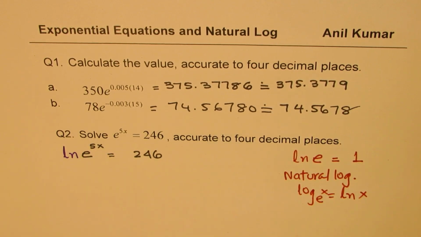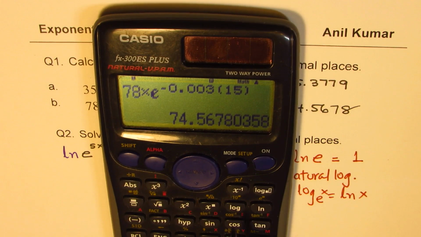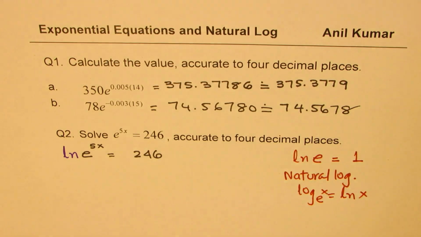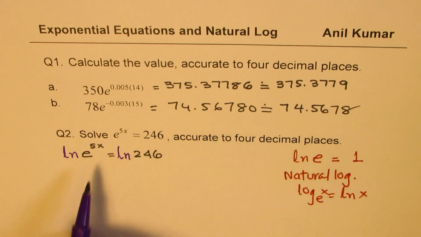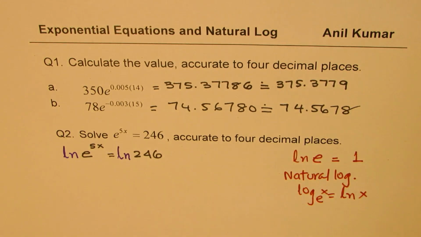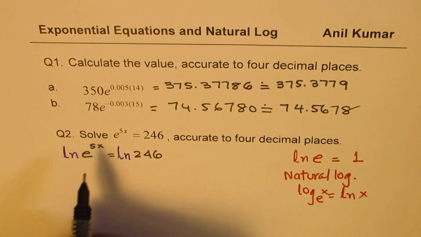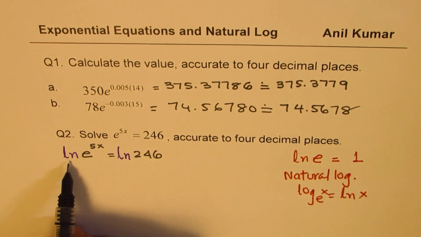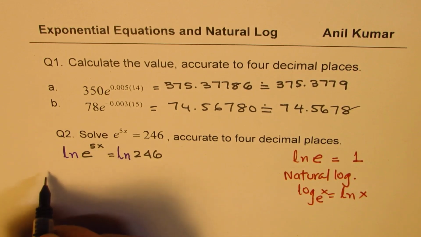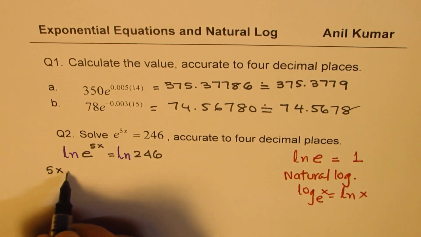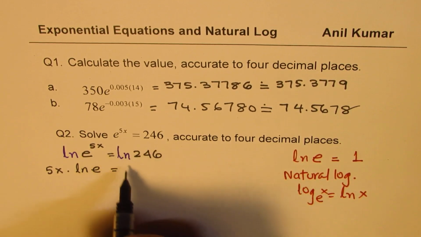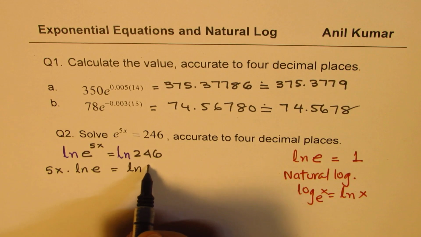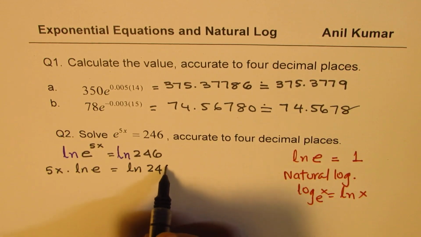Now the ln key is there on the calculator: log, and next to it is ln. That is what we are going to use. So we'll take natural log on both the sides. That becomes the first step. As soon as you take natural log, we apply the properties of logarithms. This exponent can be written as 5x times ln e. Now this number is a constant. You can always use a calculator and find the value of ln 246.